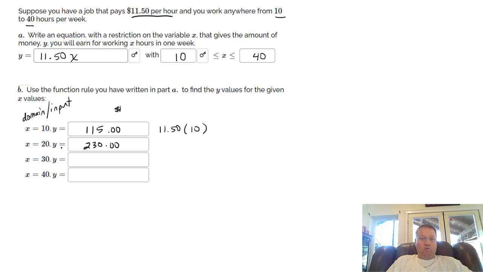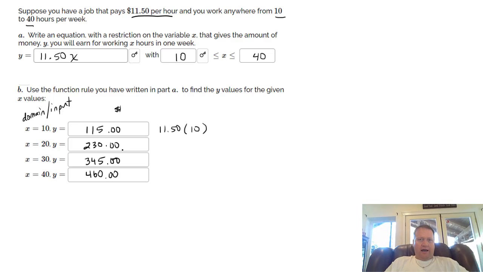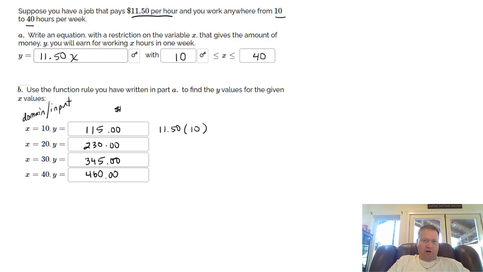$230 for 20. I'm going to go ahead and just double that again. That's going to be $460 for 40. And I don't really need to go back and check my math. And if I add another $115, that would be $345. So I'm guessing that looks like it's going to jive. And there's our table of values. So these are our ordered pairs, and now we're going to go draw the graph.